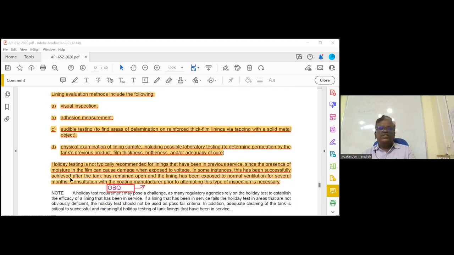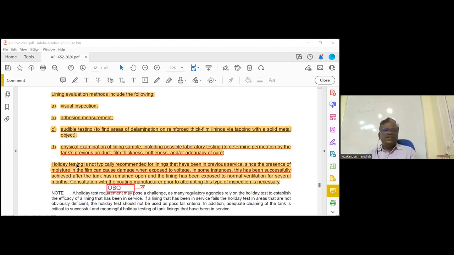Now, this is what it says. Suppose lining absorbs moisture. Moisture means water. Water is a conductive material. Suppose the lining has moisture, when you do the holiday test, it may damage the lining because it will conduct. Generally, holiday test we do only on non-conductive materials. So what are holidays? Breaks in the non-conductive linings or the painting coating. Only conductive materials will conduct.